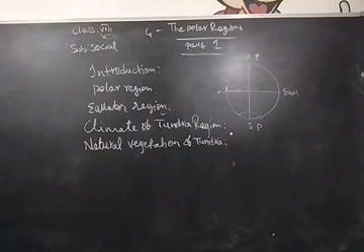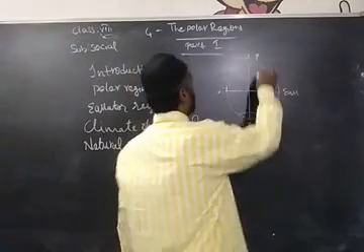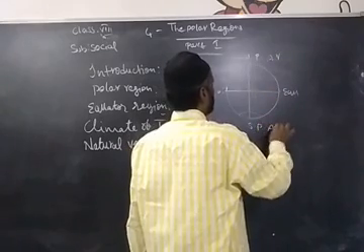The boundary of the polar region is known as the Arctic Circle. The upper part we call the Arctic Circle, and the lower part we call the Antarctic Circle.